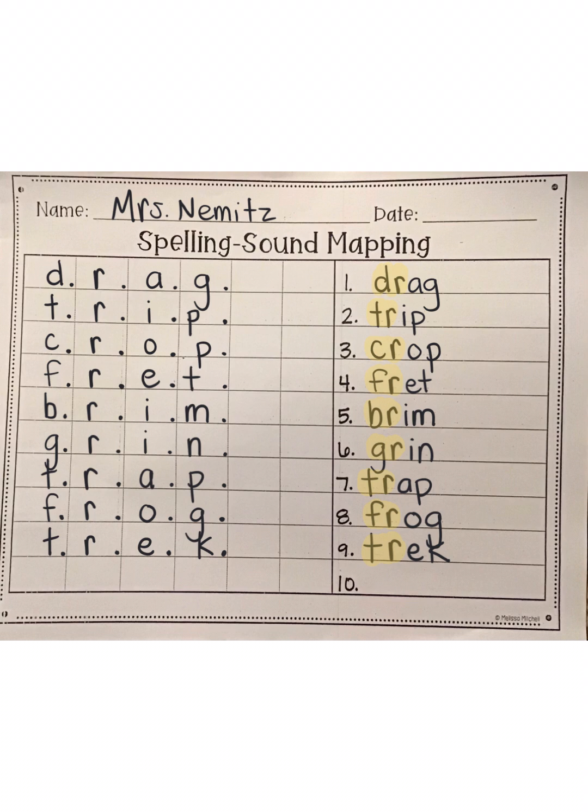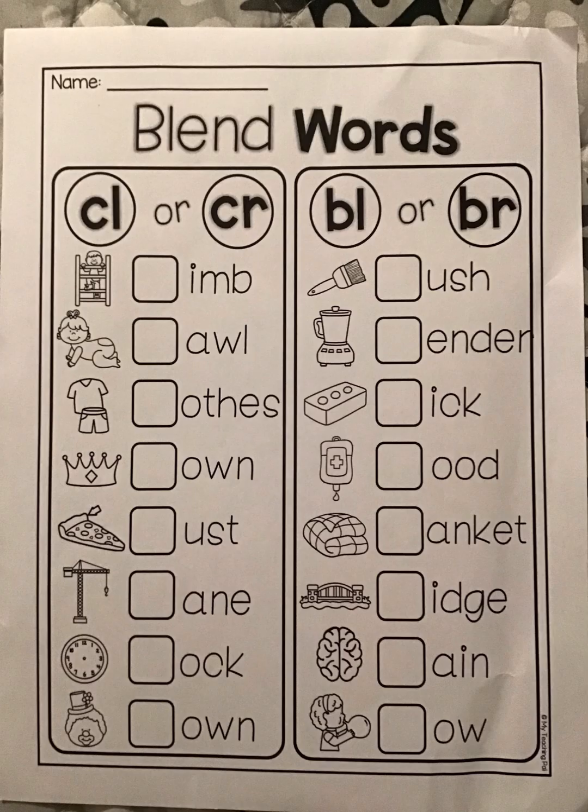Our last word is the word crib. K-R-I-B. Crib. One sound in each box. K-R-I-B. Please write crib. K-R-I-B. With your highlighter, highlight the initial R blend. Way to go, flip your paper over.